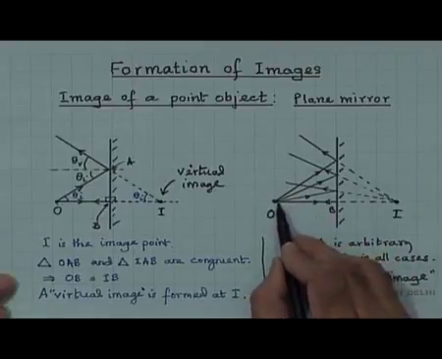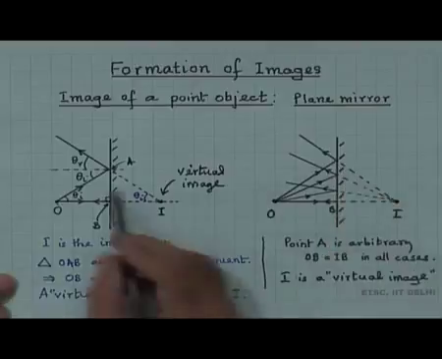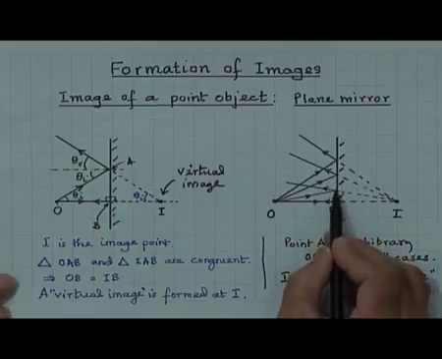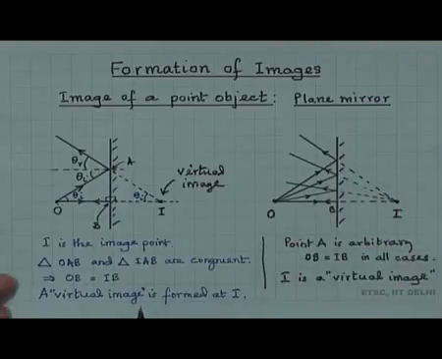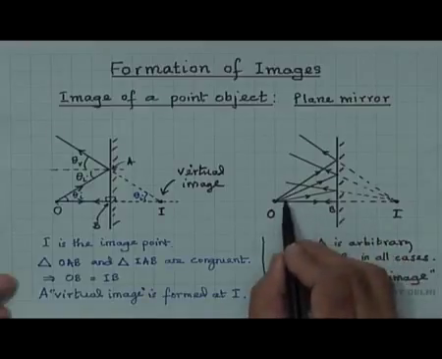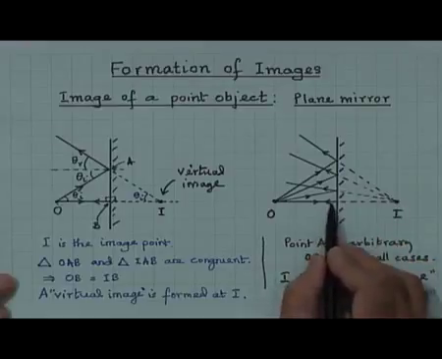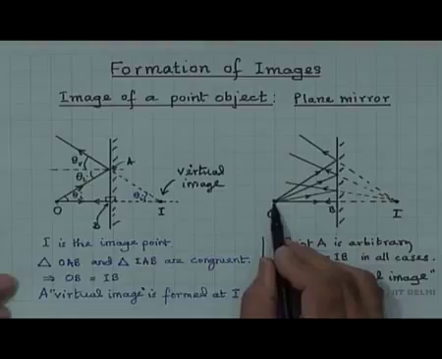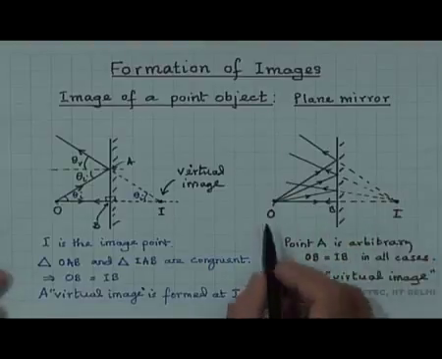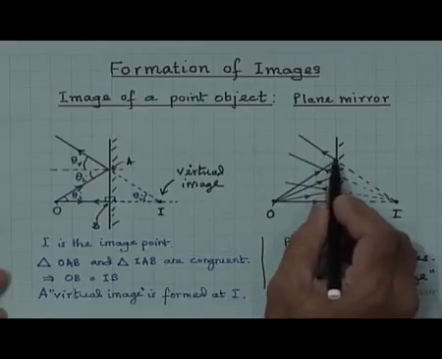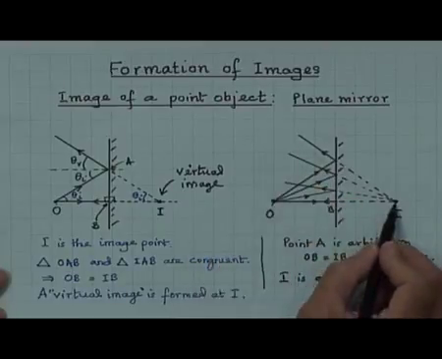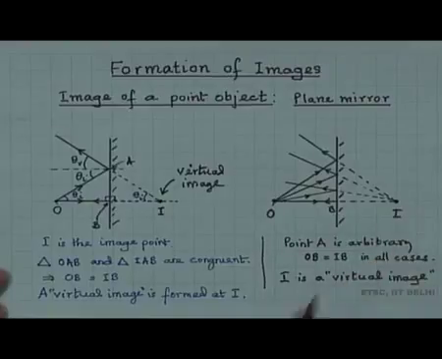Without loss of generality, we could have taken any ray at any angle. We have taken a point A here, but the point A could as well be here. This could have been A, any of these could have been A, and every time we will see that if this were A, these two triangles will be congruent, it tells OB is equal to this. If this were the ray, then these two triangles will be congruent, and again it gives OB is equal to IB. In other words, every ray which is coming out of the object is such that all the reflected rays appear to come from this point I, which is the image point.